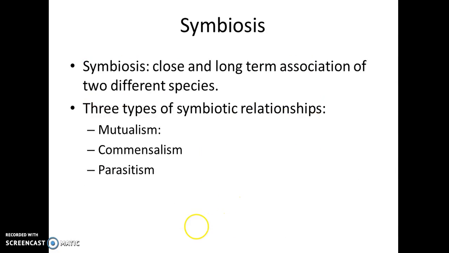In mutualism, both species benefit from this relationship. In commensalism, one species benefits and the other species is neither harmed nor helped. In the third symbiotic relationship, which is parasitism, one species is helped, the other species is hurt.